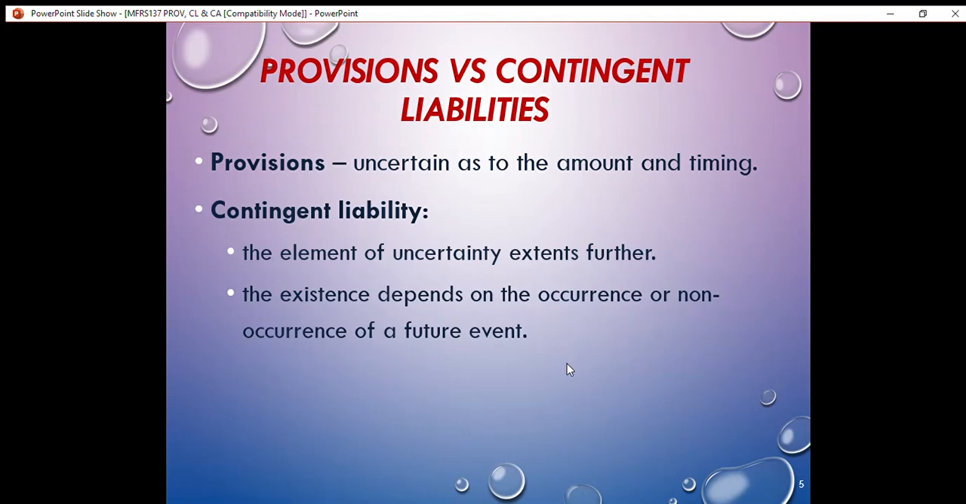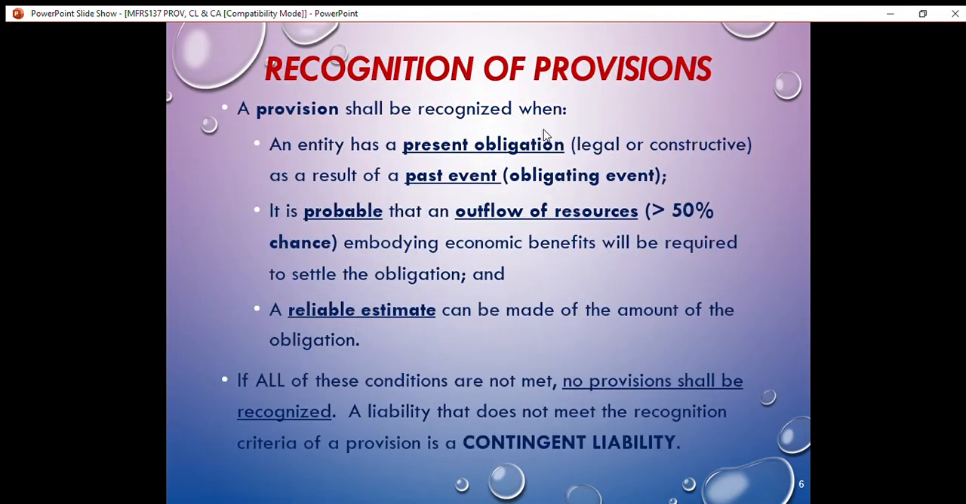Next, this one is about the recognition of provisions. Basically, a provision shall be recognized as a liability in the SOPI and as an expense in the SOPO when 3 conditions are met. The first condition is that an entity has a present obligation, whether legal or constructive, as a result of past event or known as obligating event.